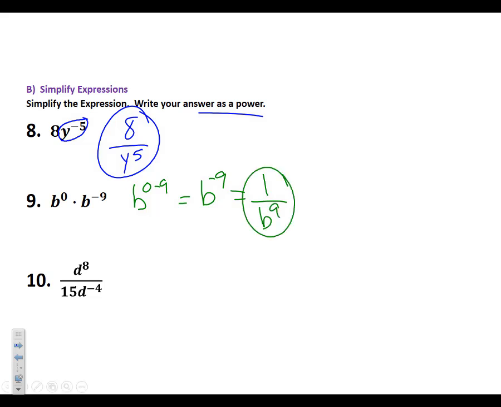And number 10, d to the 8th over d to the negative 4th. I want to use my red this time. I'm going to go right here. My coefficients, my coefficients of d. Well, in the top, d to the 8th, what's the coefficient? That's right, it's 1.